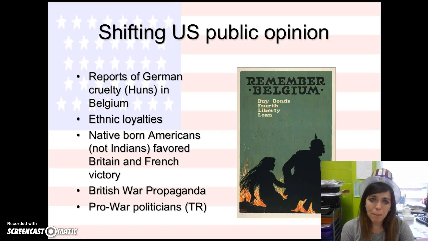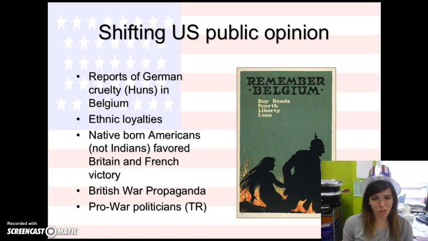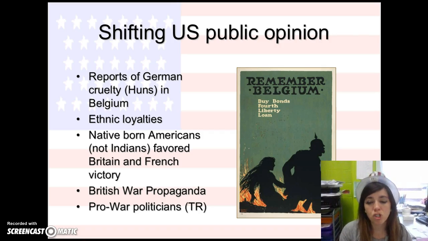So people had their loyalties to where they had come from before, and then people who were born in America favored Britain and France because Britain and France are some of the nations that started America. And then they're putting out British war propaganda, showing the British in a good light and showing the Germans in a bad light.